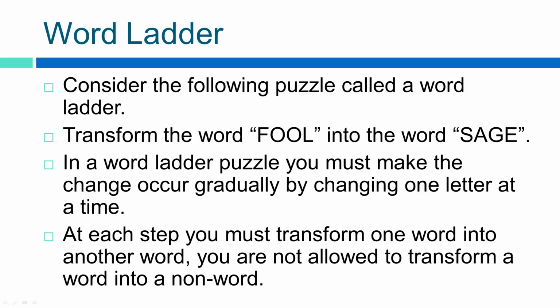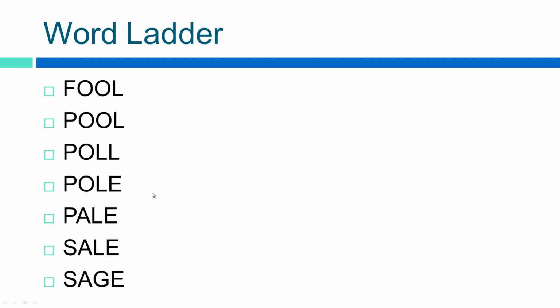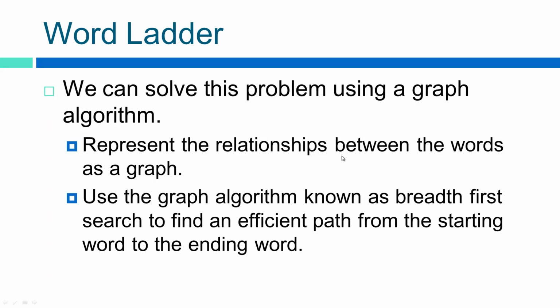into a non-word. So to give you an example, imagine you have fool here, which will transform into pool by only changing one letter. Then we can transform that into pole, and then pole again, pale, sail, and then sage. So at each step, we only change one letter, and we slowly transform fool into the word sage. So that's the basics of the word ladder problem.